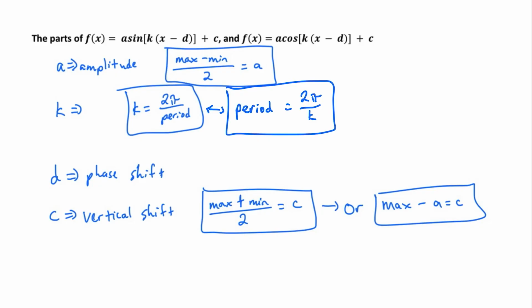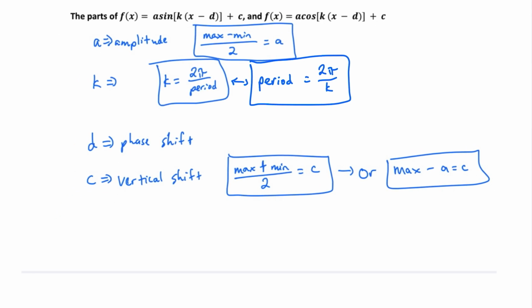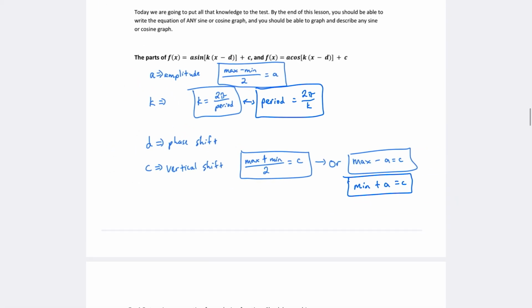D is the phase shift, and like I said, I won't give you a formula for that. That one involves a little bit of creativity. And the vertical shift is max plus min divided by 2. Or another way to think about it is if we just take the max value and take away the amplitude, we should get the equilibrium, which is C. Or you could think of it as min plus the amplitude, and that would give you C. All three of these formulas are useful in their own little way to figure it out.